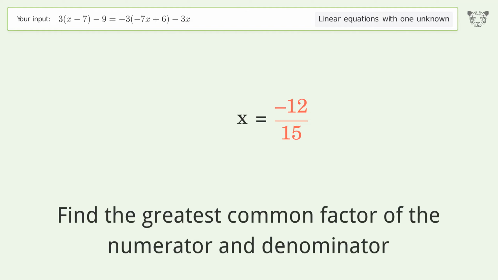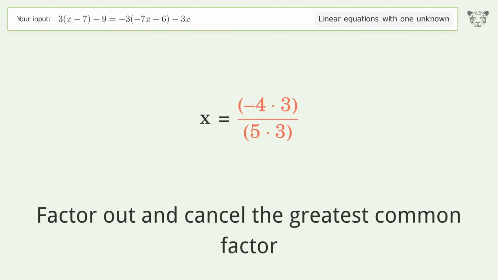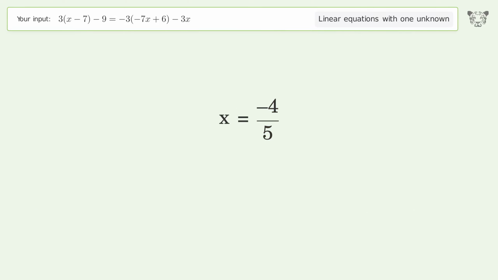Find the greatest common factor of the numerator and denominator. Factor out and cancel the greatest common factor. And so the final result is x equals -4/5.